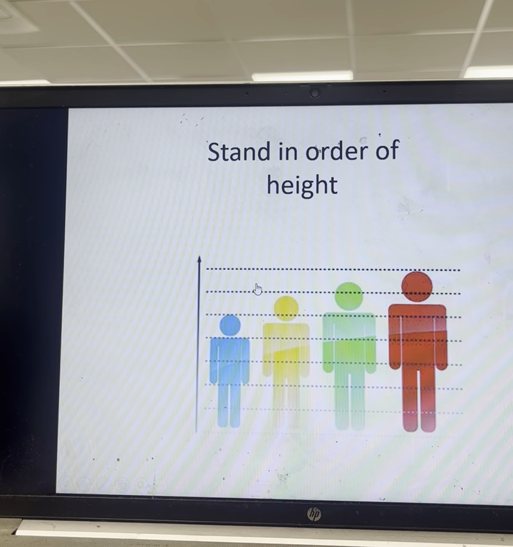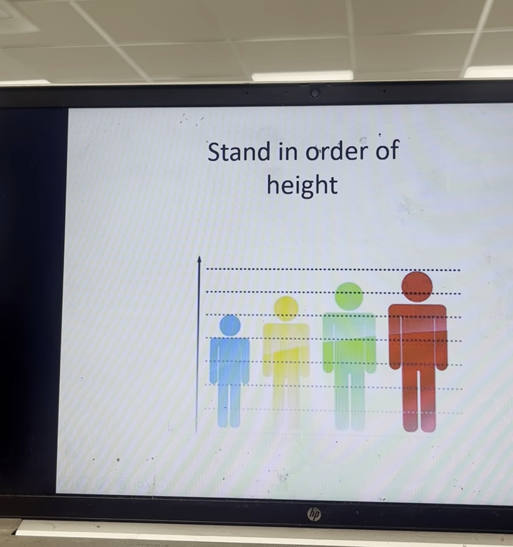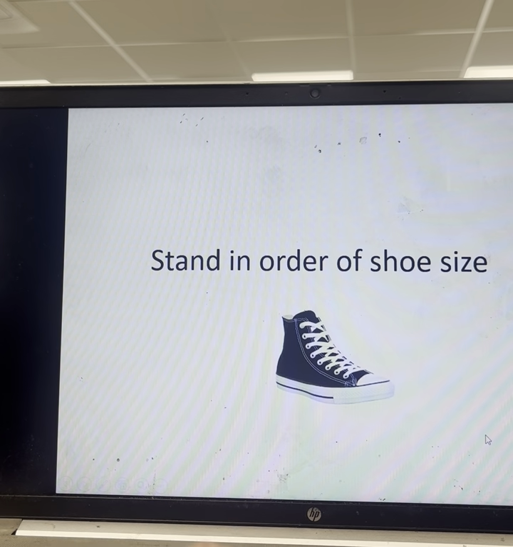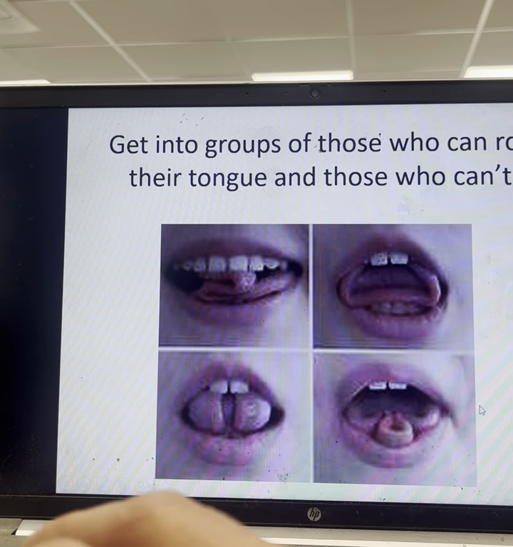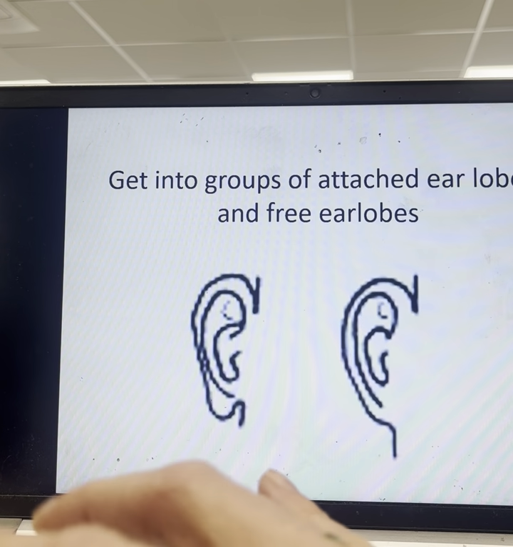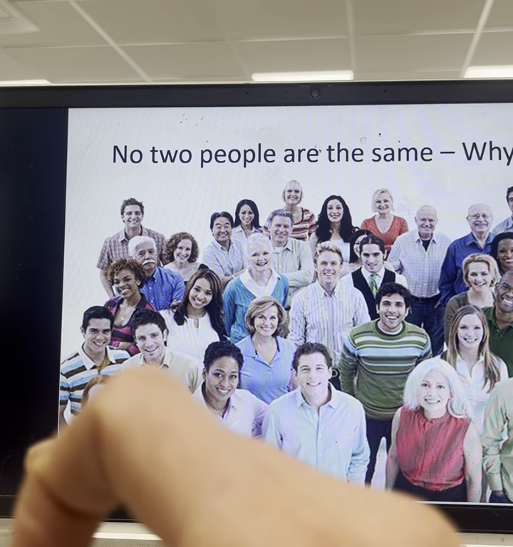Standing in order of height, let's not do that. Oh my days. Stand in order of height, stand in order of shoe size. I can see this is talking about ranges, isn't it? Okay. Oh, they really like that image, right? If it's attached or detached, that's recessive. Two people are the same.